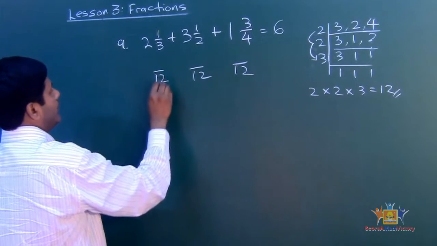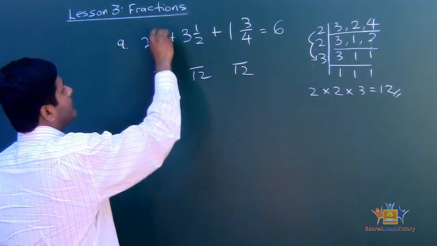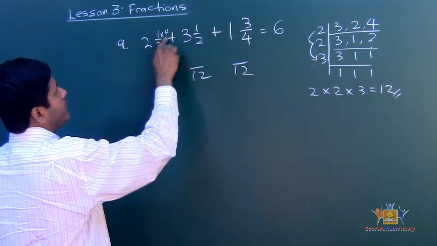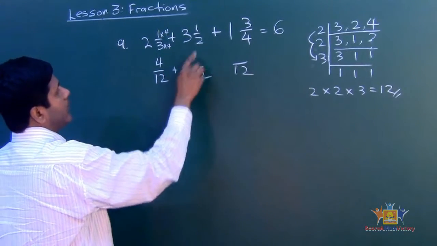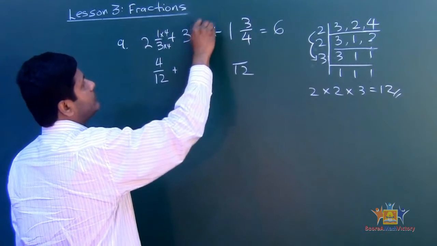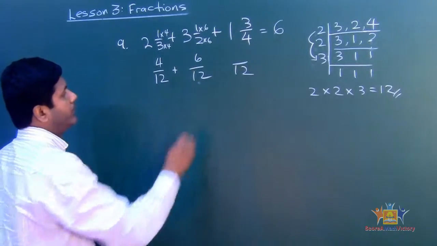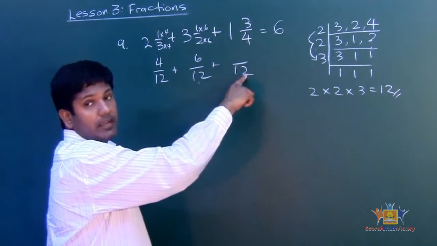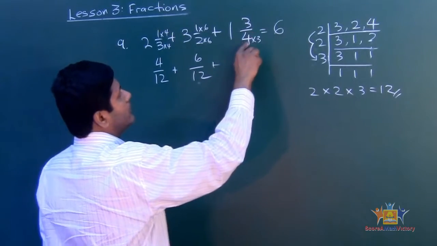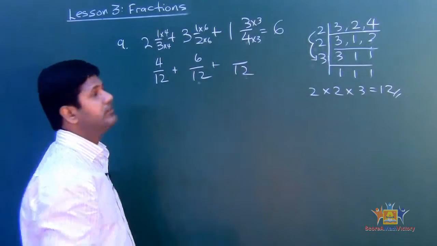So how do I get from 3 to 12? I multiply this by 4. That means I'm going to multiply this by 4. So 1 times 4 is 4. How do I go from 2 to 12? I times this by 6. I'm going to times this also by 6. 1 times 6 is 6. How do I go from 4 to 12? I times this by 3. 4 times 3 is 12. That means I'm going to times this also by 3. 3 times 3 is 9.